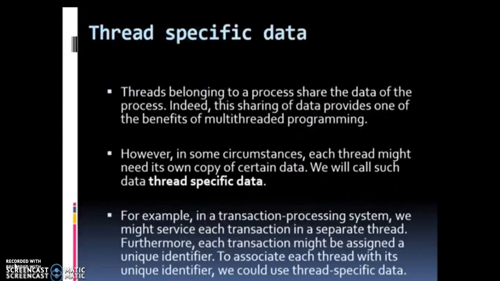And next comes thread-specific data. Threads belonging to a process share the data of the process. Indeed, the sharing of data provides one of the benefits of multi-threaded programming. However, in some circumstances, each thread might need its own copy of certain data. We will call such data thread-specific data. For example, in a transaction processing system, we might service each transaction in a separate thread. Furthermore, each transaction might be assigned a unique identifier. To associate each thread with its unique identifier, we could use thread-specific data. This is the purpose of thread-specific data.